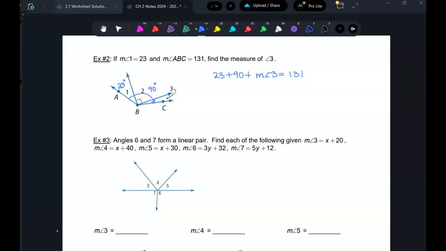Did you say X? Yeah, sure. If you want to make that an X instead of measure of angle 3. But we see all three of these, they're all adjacent to each other. So they're all going to add up to that big angle 131. Well, 23 and 90 add up to 113. So then we're going to subtract 113.